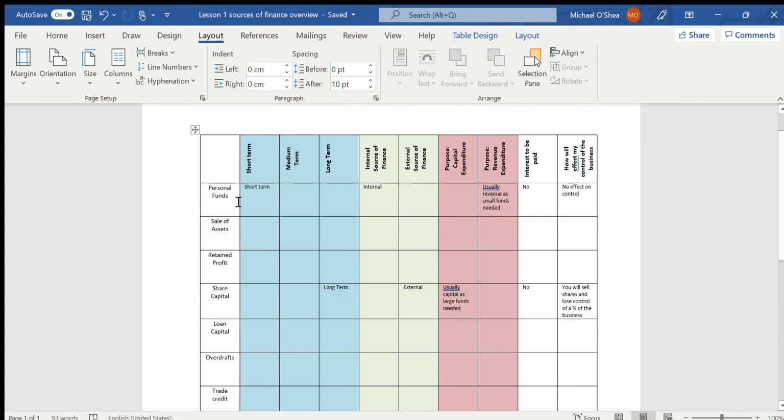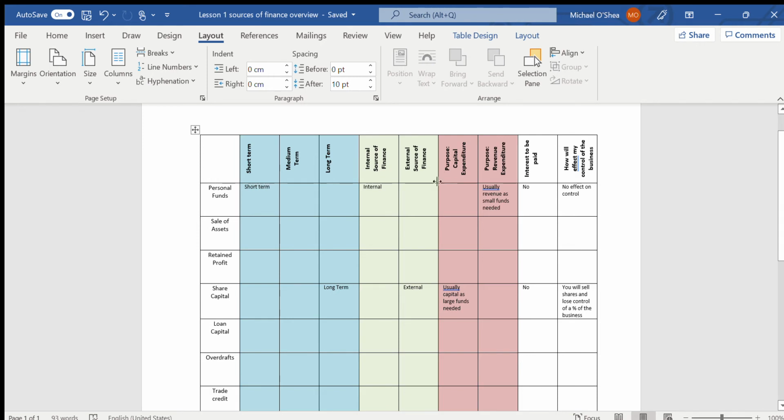So the first one I've done is personal funds, which is your own savings account. Which is it appropriate for? Short, medium, or long term? Personal savings account is usually appropriate for short term. Because usually it's a small bit of money. Your savings account probably won't be massive to buy something huge in the long term.